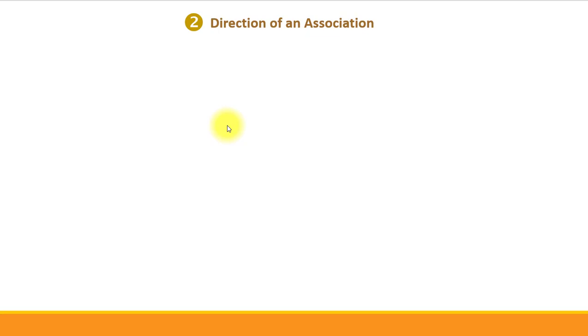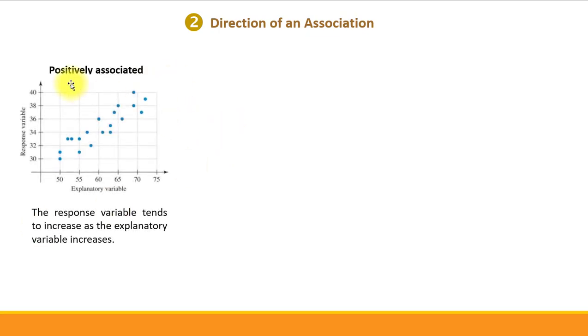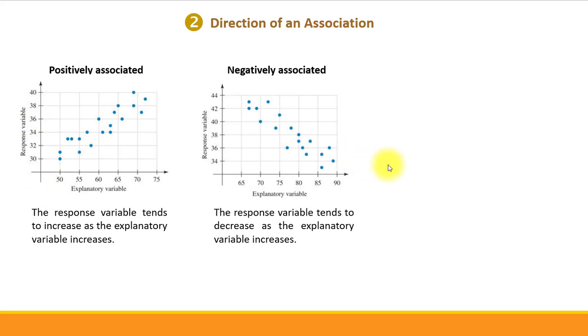Next, let's talk about the direction of an association. Variables can be positively associated, so visually we'll see the increasing pattern. As the explanatory variable increases, the response variable also increases. We say that variables are negatively associated when the response variable tends to decrease as the explanatory variable increases. So visually we'll see the descending pattern of the points on the scatter diagram.